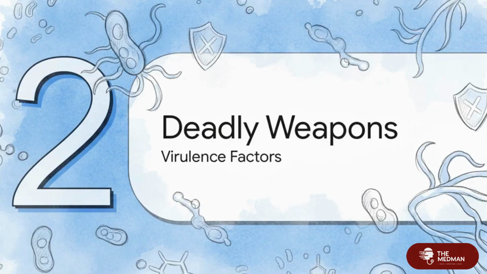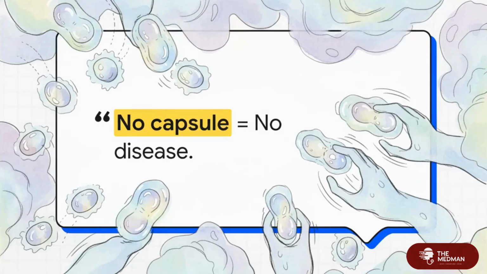Moving on to Section 2, deadly weapons. Time to look at its virulence factors. Here's the absolute crucial point you have to remember. No capsule equals no disease. Seriously, the polysaccharide capsule is hands down the most important virulence factor this bug possesses. Think of it like a biological invisibility cloak, or maybe a super slippery suit of armor.